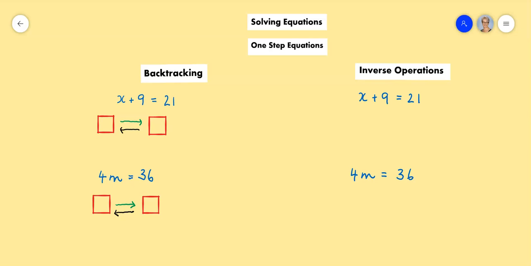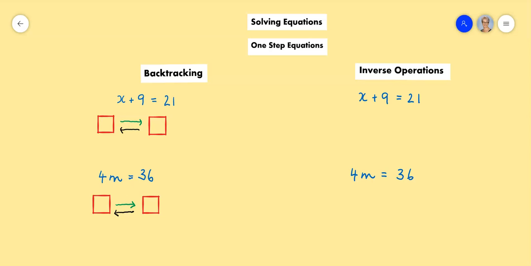In the next series of videos, we're going to be looking at solving equations. In this video, we're going to be looking at solving one-step equations. We're going to be looking at two methods of solving. One is called backtracking, the other is called inverse operations. You can use either method to solve, however, inverse operations is seen as the more sophisticated method to use.